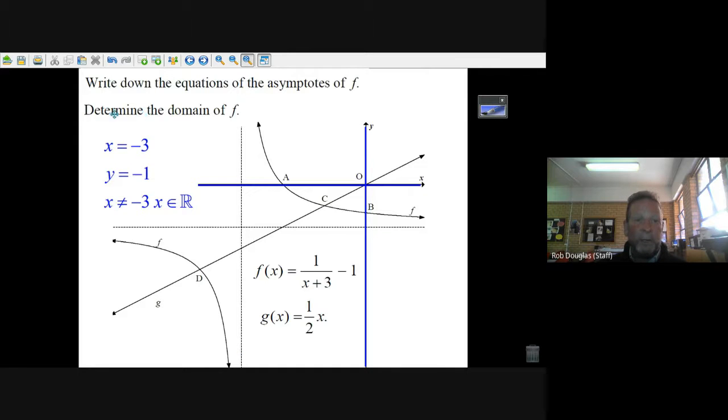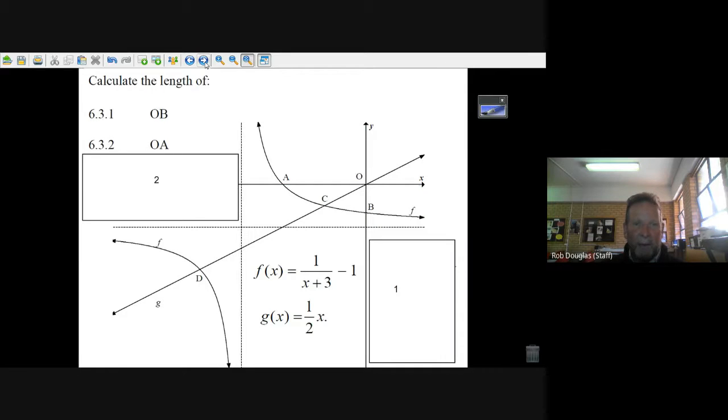Now, the next question says, what is the domain of f? Well, when you see that word domain, just think x. What is it saying? What are all the things that x can be in the function? Well, x can be anything. I can put in any x value to the left of negative 3. I can put any x value to the right of negative 3. I just can't put in negative 3. So the domain is x cannot equal negative 3, but x is an element of any other real number. And that's the domain.